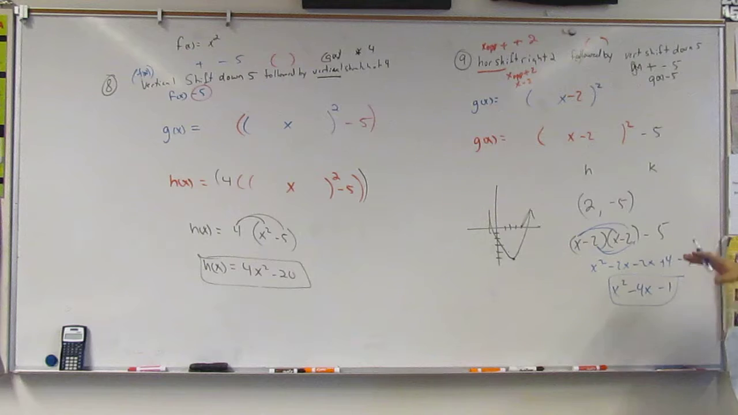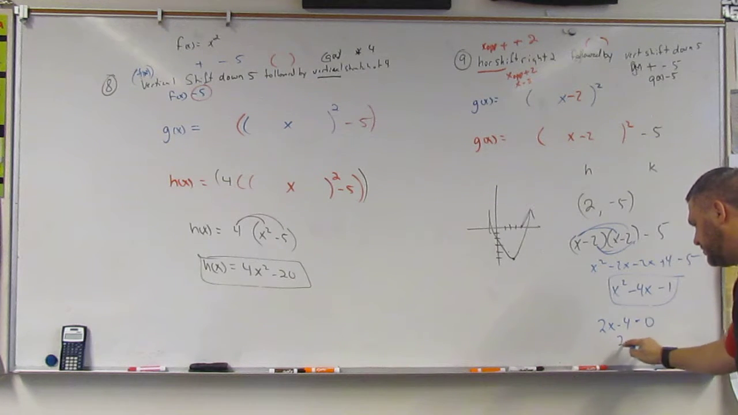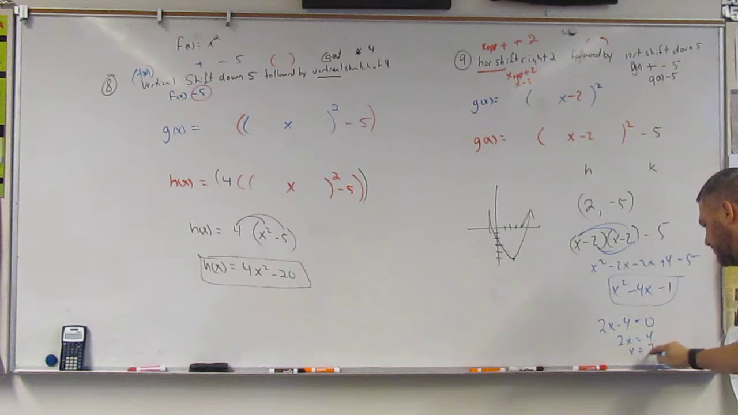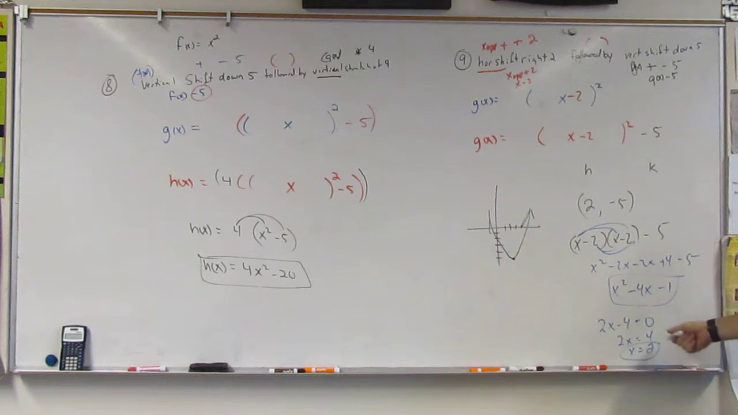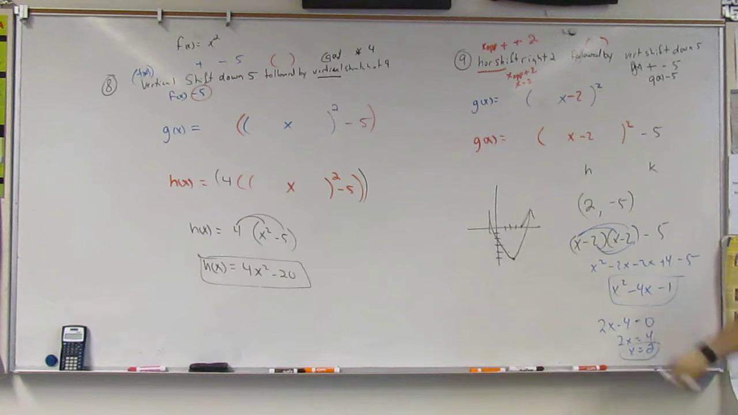So these are the two possible answers. This one and this one. And if you were to graph this, you would get the same thing. Remember how we graph it? 2x minus 4 equals 0. 2x equals 4. x equals 2. Oh, hello. That's the axis of symmetry. There it is. If we plug it in, guess what we're going to get? Negative 5. Okay? And we go right through that whole thing again.